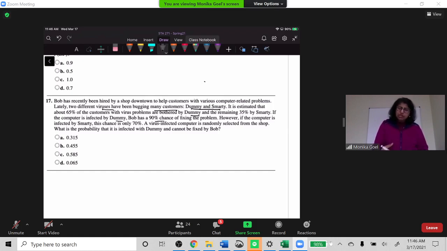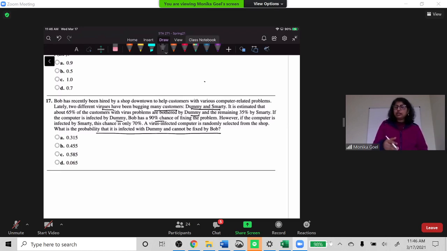And if it is infected with the other virus, Smarty, it has 70% chances of fixing the problem. So this information is given, and we can use this information, or we can make a tree diagram or a table to see what information we have. Now let's see what the question is asking. A virus infected computer is randomly selected from the shop. What is the probability that it is infected with dummy and cannot be fixed?